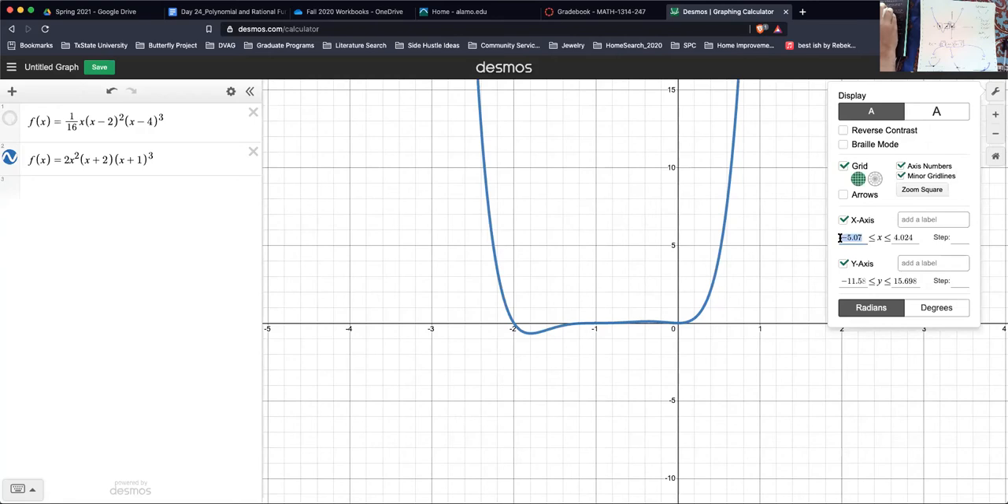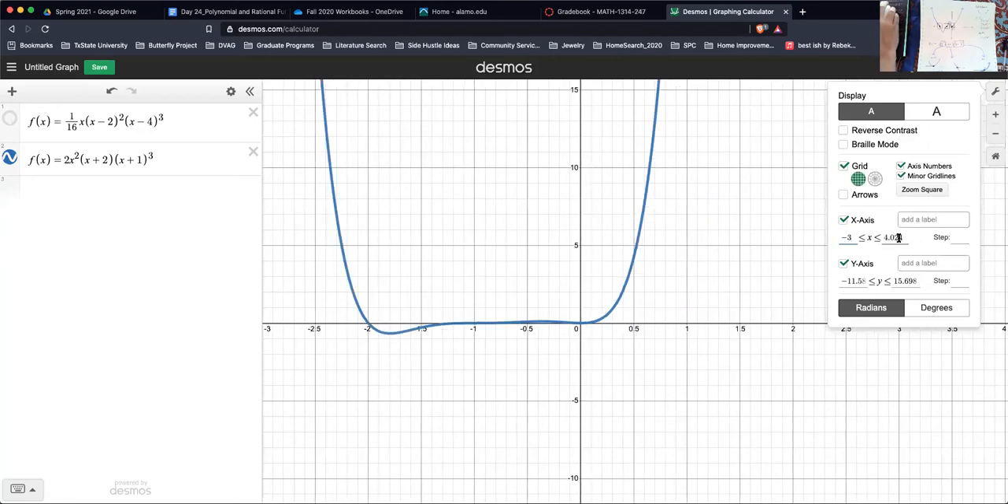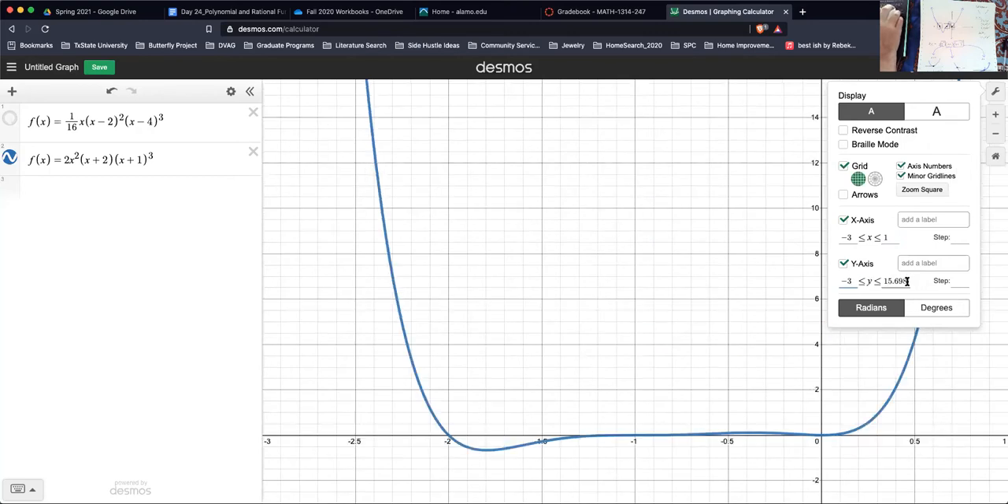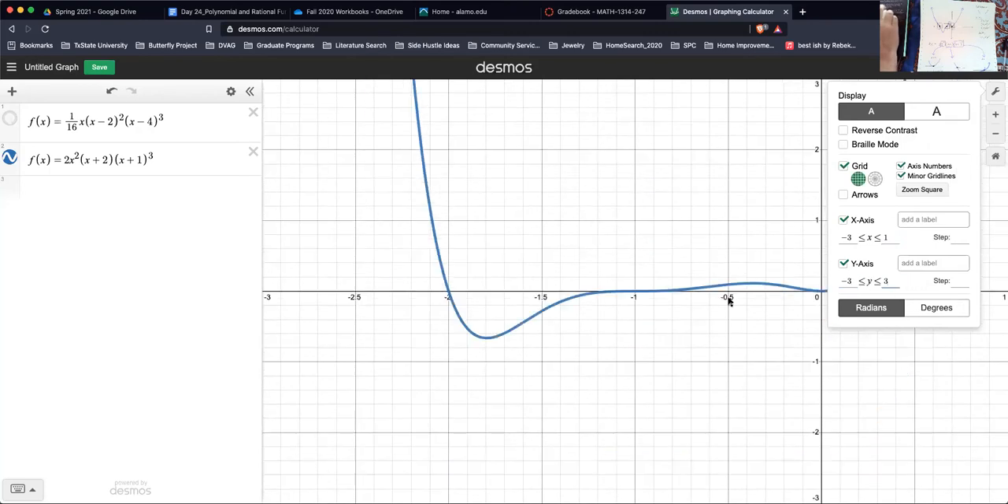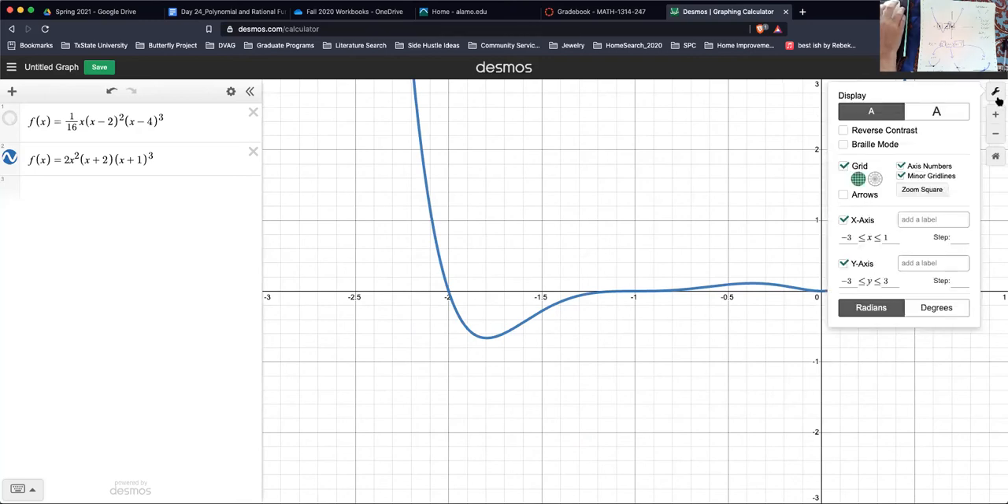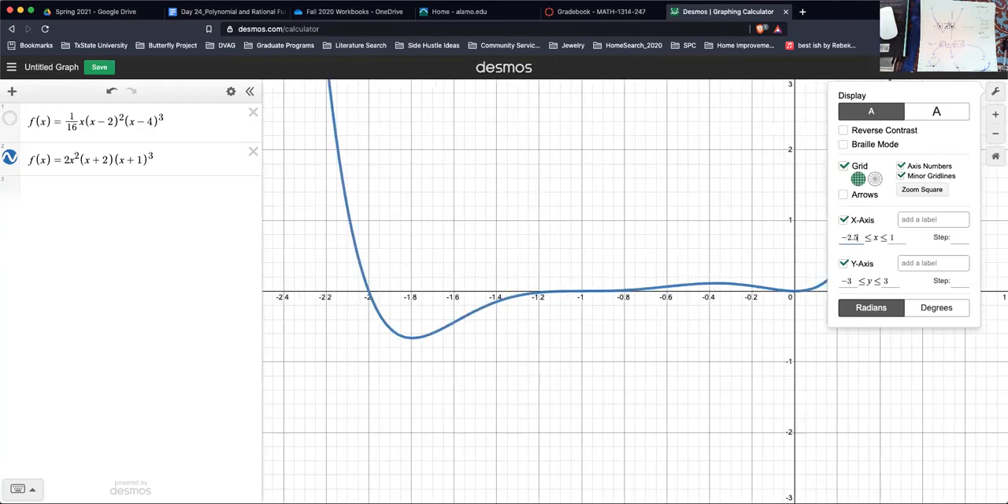Maybe we want to scale this from -3 to +1. Doesn't look like it goes very low at all. So I'm going to go to -3, +3 for now. And maybe I can make the width of it a little bit smaller. So let's go to 2.5. Let's go to 0.5 there.